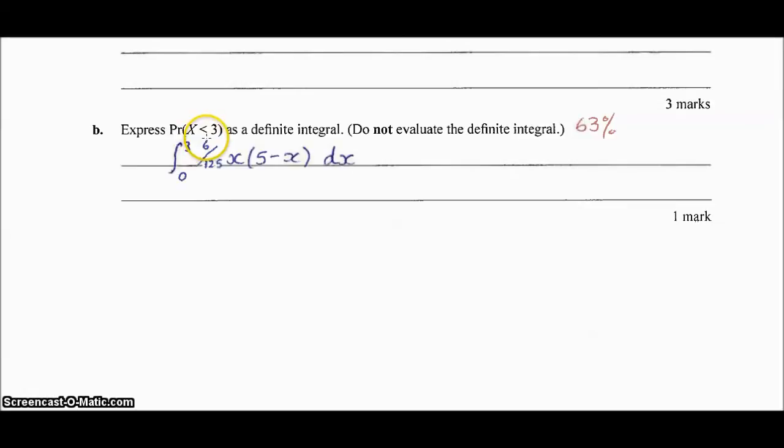Express x is less than 3 as a definite integral. Pretty easy. Sub in our answer for a, and it's the area from 0 to 3 of that.